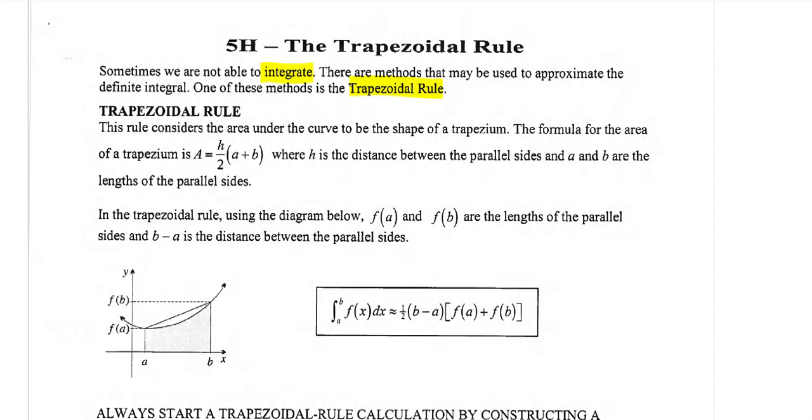This rule considers the area under the curve to be the shape of a trapezium, and we know the formula for a trapezium is this one.